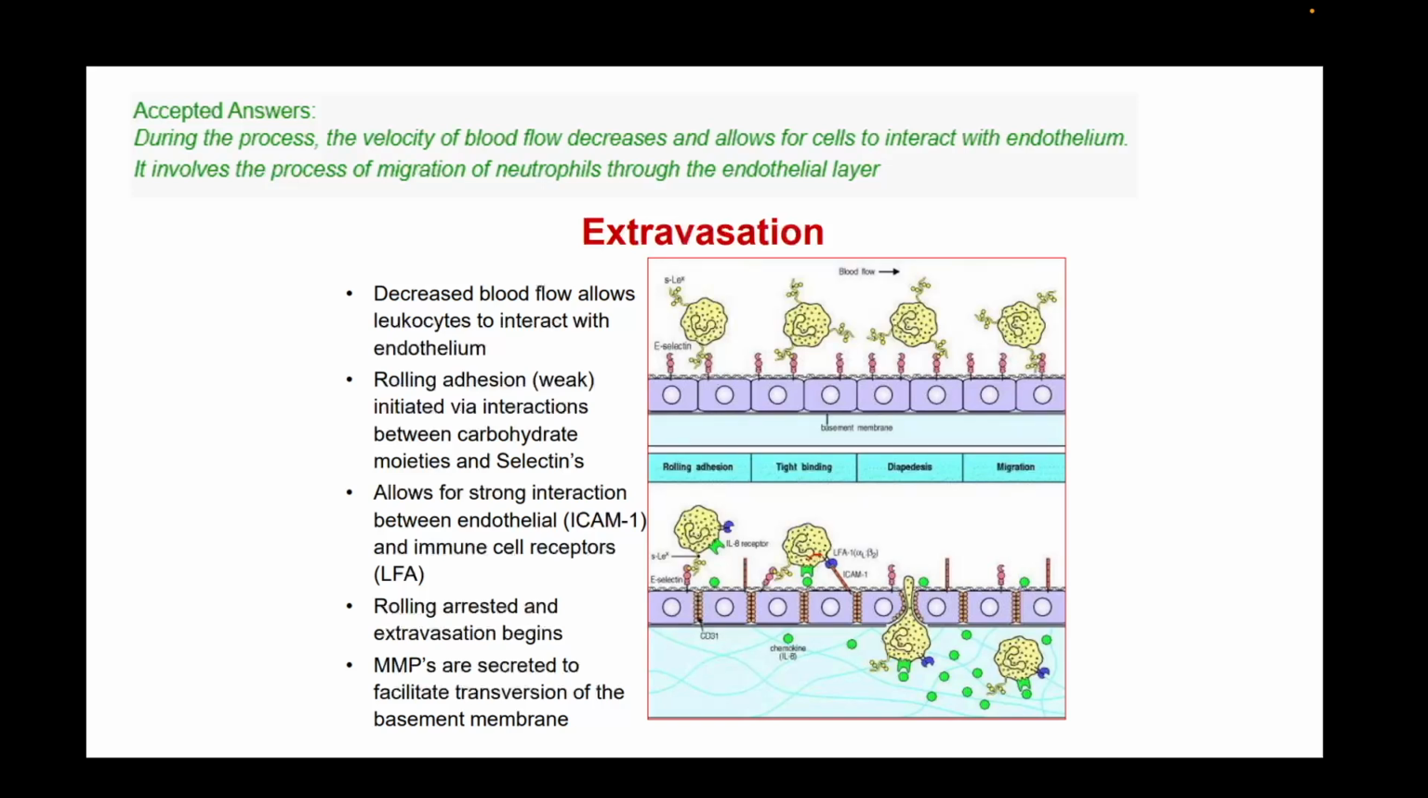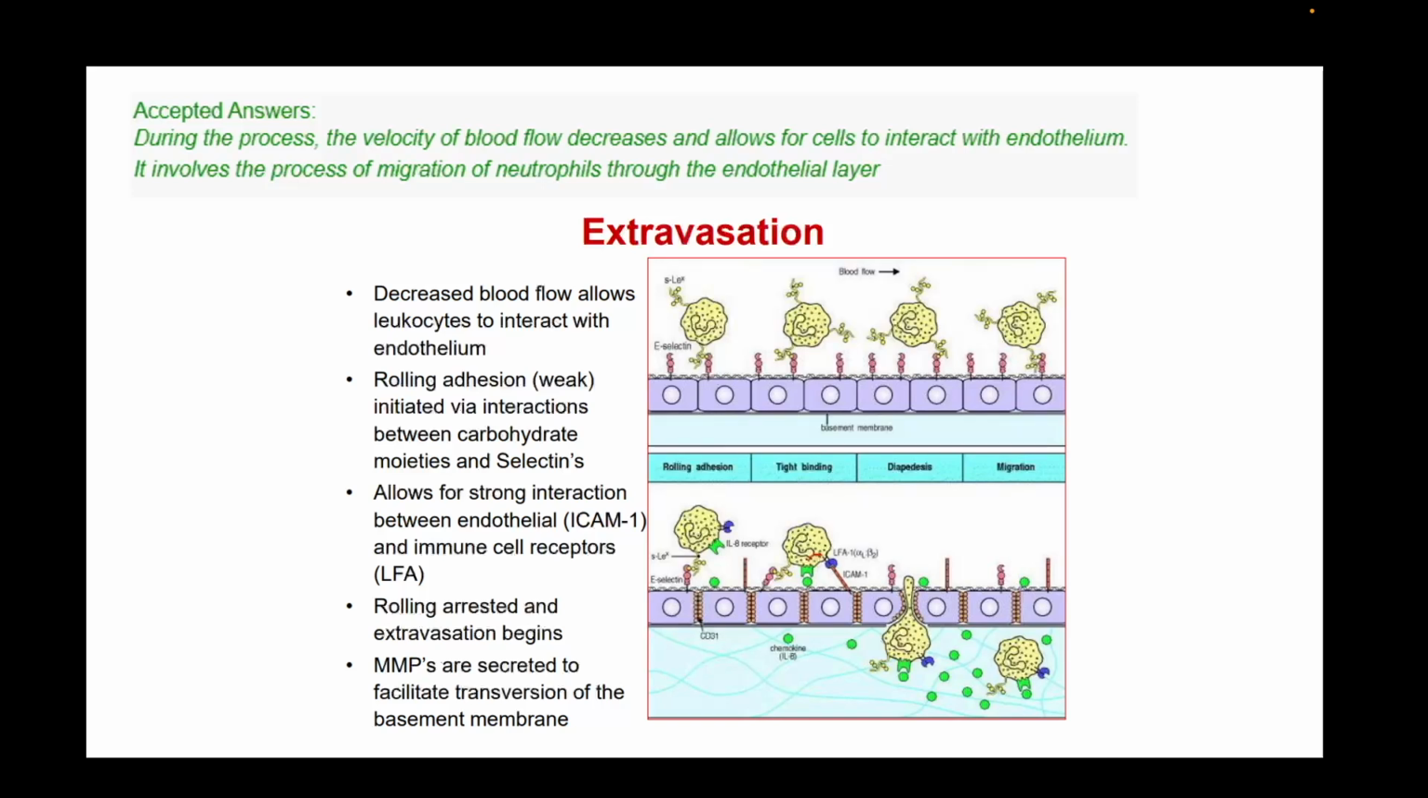And then rolling adhesion, which is a very weak interaction initiated by interactions between carbohydrate moieties and selectins. It allows for strong interaction between the endothelial ICAM1 receptors and immune cell receptors LFA. And then rolling is arrested and extravasation begins. So MMPs are secreted to facilitate transversion of the basement membrane.